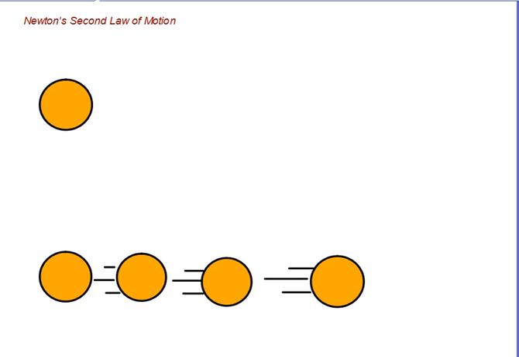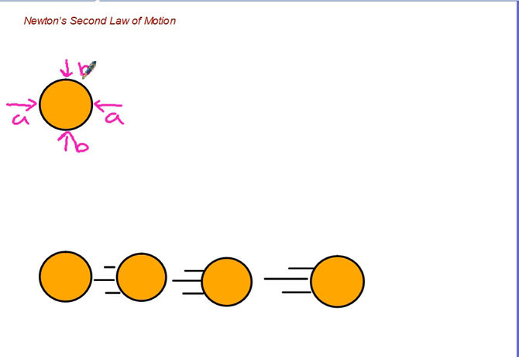Okay, so here we go. We have the first ball that has balanced forces acting on it. These two forces are equal. These two forces are equal. Therefore, this ball has a net force of 0. Newton's first law: an object at rest will remain at rest, and an object in motion will remain in motion with a constant velocity unless acted upon by an unbalanced force.